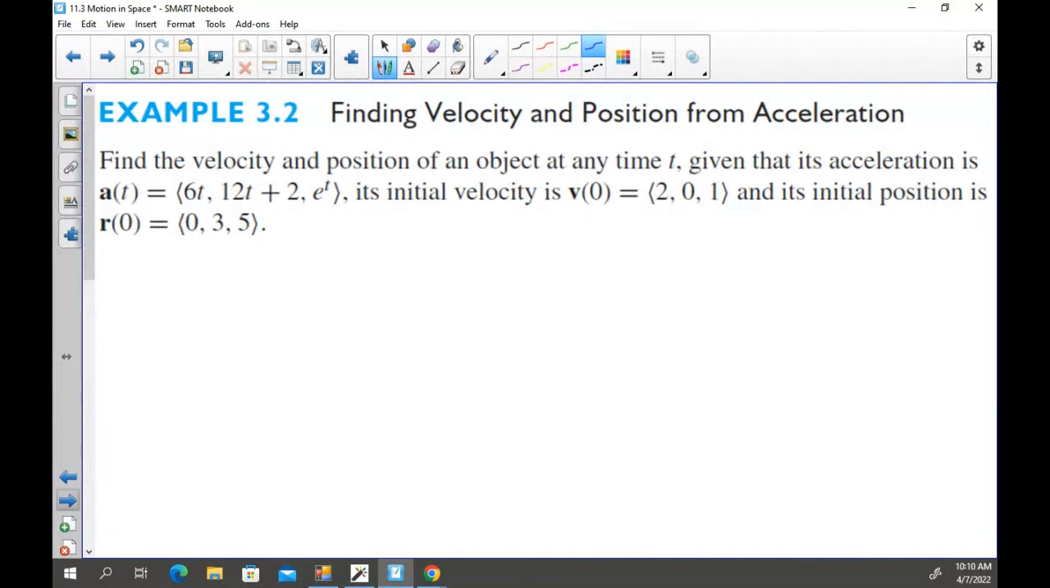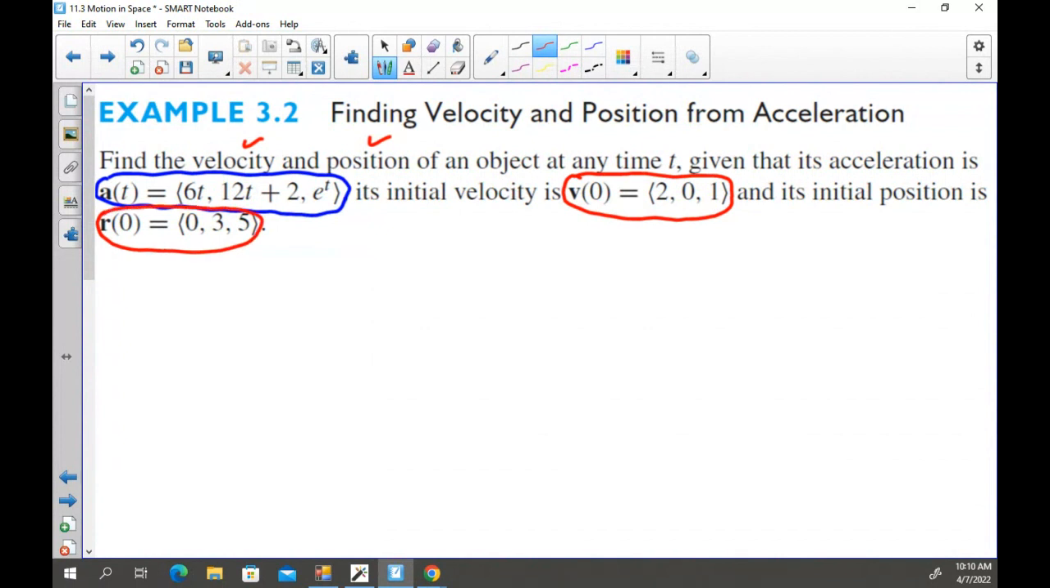Here, we are doing something a little bit different. What are we given here? We are given the acceleration, exactly. And we want to find the velocity and the position. And to do that, we need a bit more information. We are given that the velocity at 0 is this vector 2, 0, 1, and the initial position is this vector.